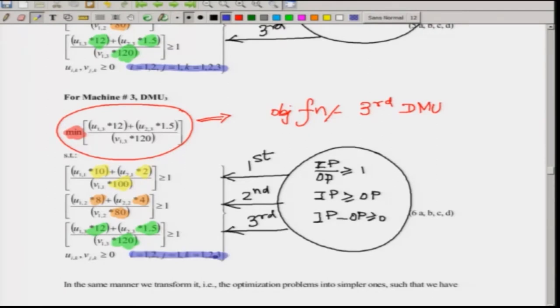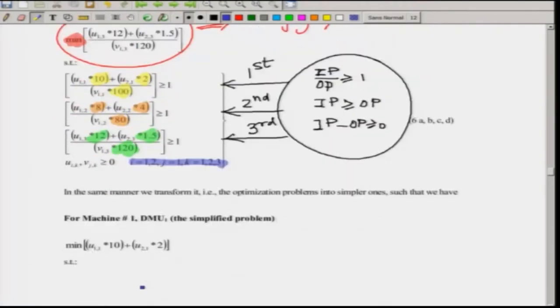Now, this was the initial formulation. Now, I'll utilize the input oriented model three formulation for the case when we convert them into the actual linear optimization problem. So, I'll go one by one, first DMU, second DMU, third DMU. If you remember, I have repeated it time and again, but I'll still repeat it in order to make things much clearer for you.